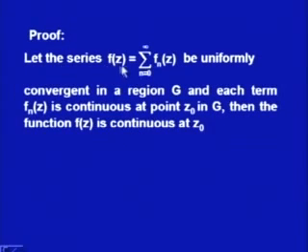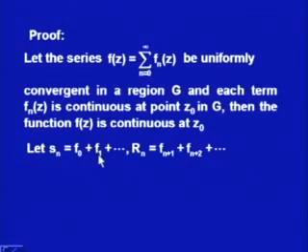Let the series f(z) equal summation n equal to 0 to infinity f_n(z) be uniformly convergent in a region G, and each term f_n(z) be continuous at a point z naught in G. Then the function f(z) is continuous at z naught. So, we first prove this result, and then we will prove the term by term integrability. Let us consider S_n equal to f_0 plus f_1 and so on, that is the sum of the first n terms, and the remainder term is f_(n+1) plus f_(n+2) and so on.